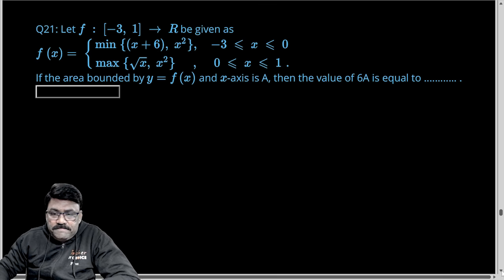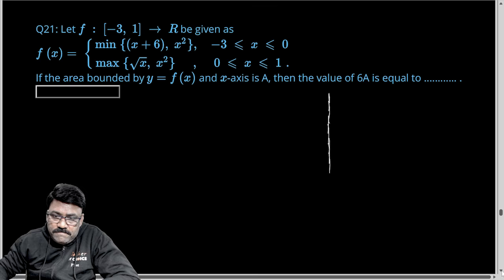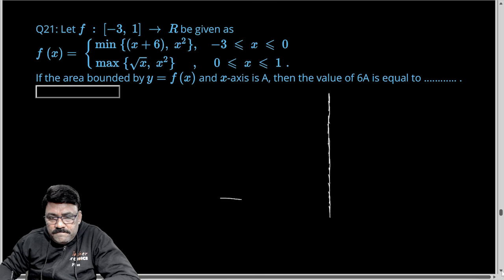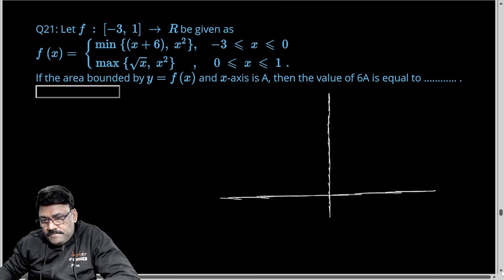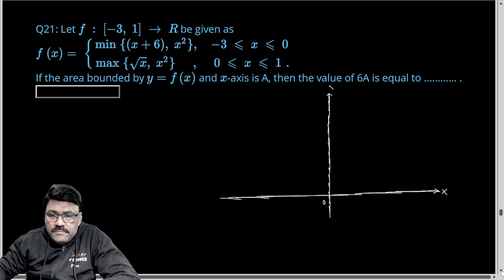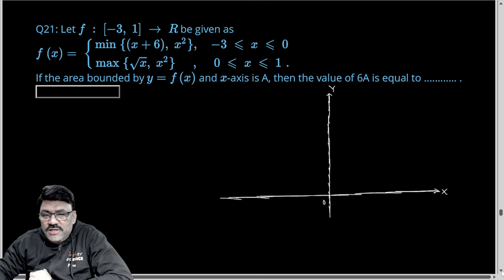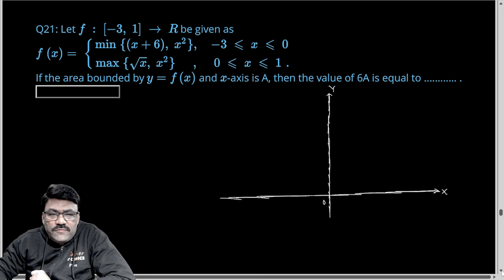So let's draw the graph from minus 3 to 1. Let's say this is the y-axis, and this is the x-axis. First, draw the graph between -3 and 0. Between -3 and 0, you have to draw two graphs, y is equal to x plus 6 and y is equal to x square.